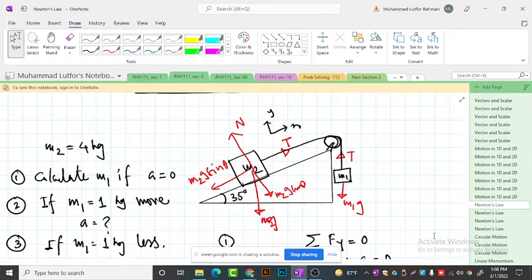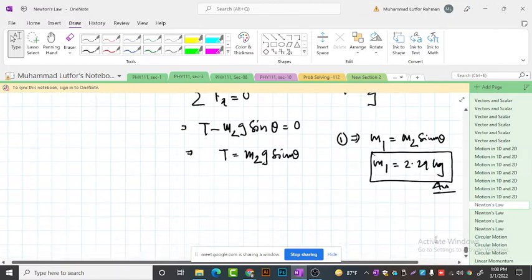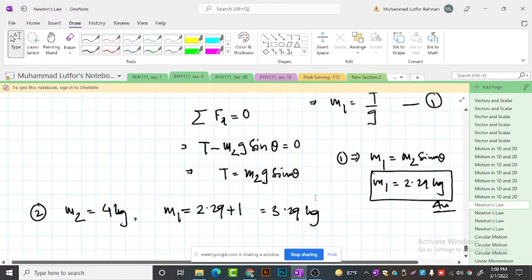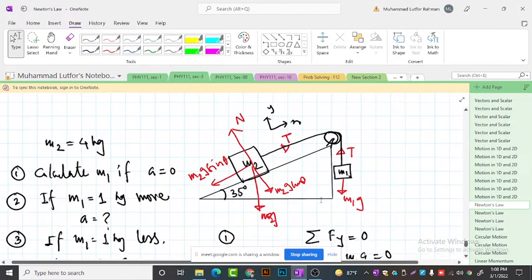Now case 2: they asked me if M1 is more than 1 kg right now, then what would be the acceleration? So for case 2, my M2 remains the same, which is 4 kg, and M1 is 1 kg more, which is 2.29 plus 1, which would be 3.29 kg. Then I have to find that acceleration. The system will move right now, because for 2.29 kg it was stationary. Since M1 is 3.29 kg, definitely the system will move, but which direction it will move, we also have to find out.